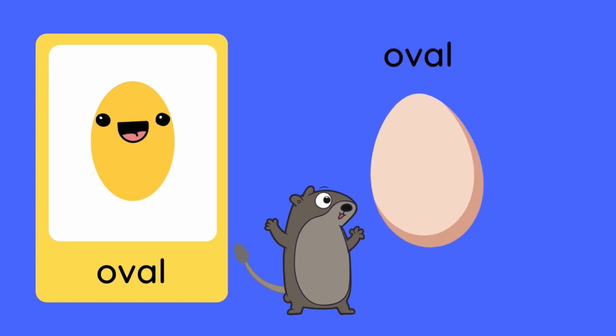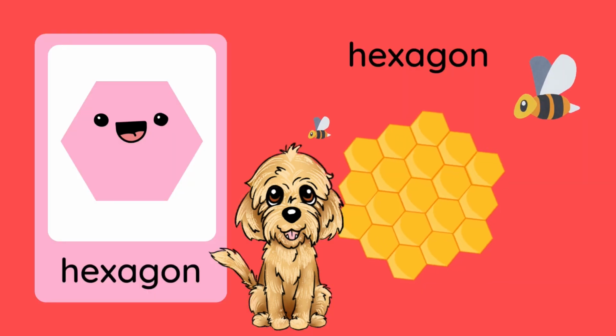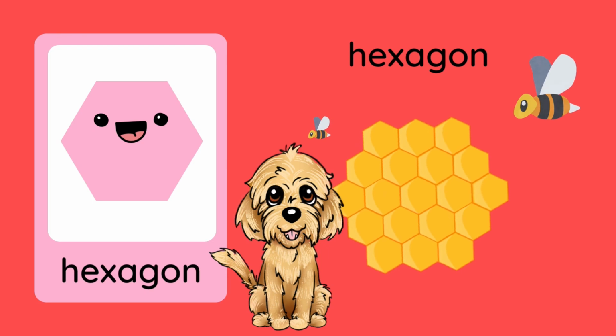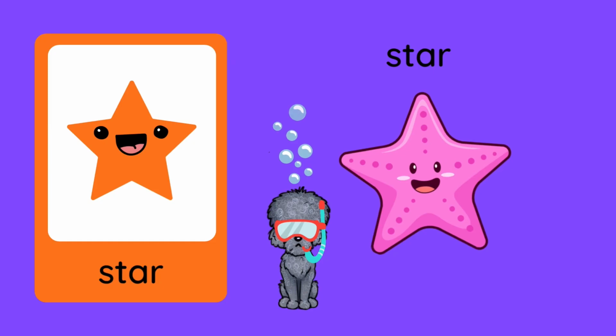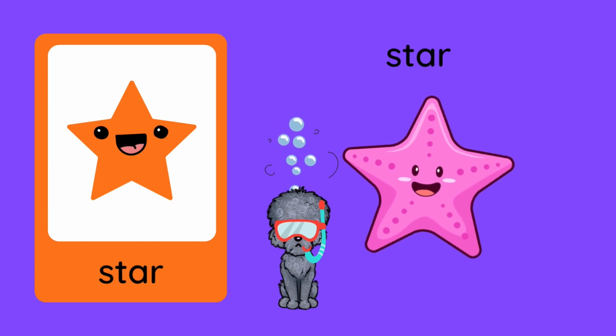Oval. Oval is like the shape of an egg. Square. A square is like the shape of a checkerboard. A hexagon. A hexagon has 6 sides. A star. A star is shaped like a starfish.